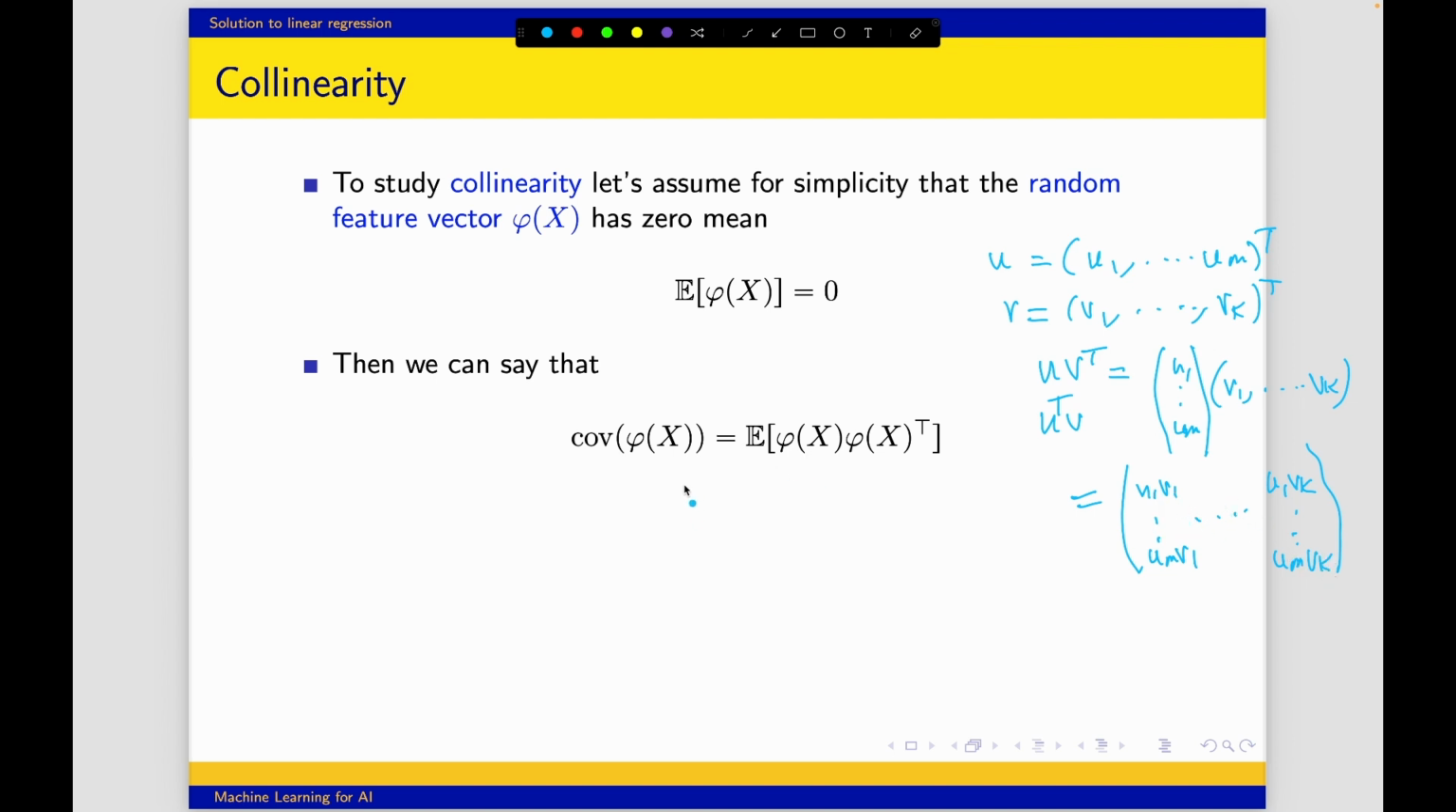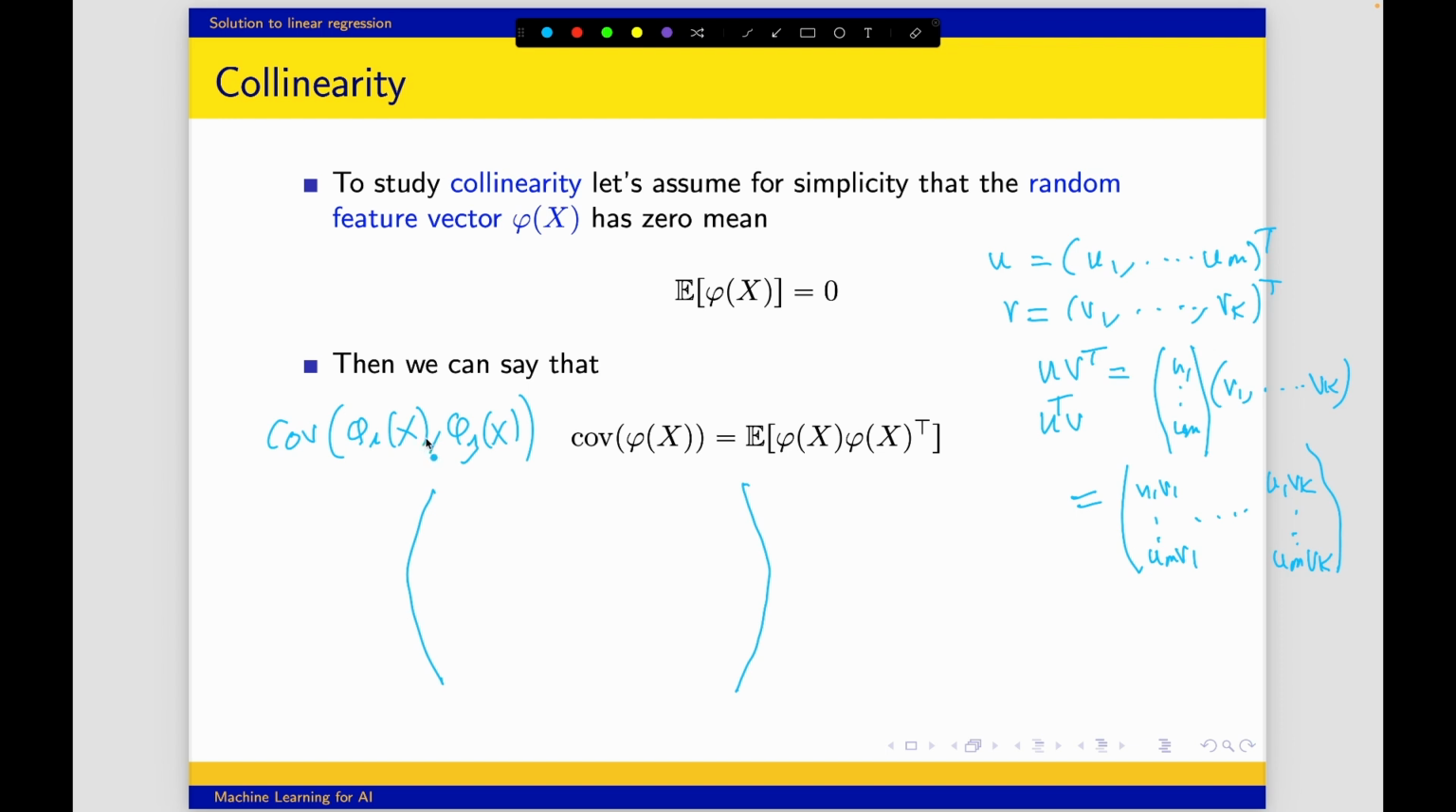Now, the variance covariance matrix, or simply covariance matrix, of this random vector, of any random vector, is defined as a matrix of the covariances of the elements of this random vector. So the covariances are of this form: psi i of x and psi j of x.